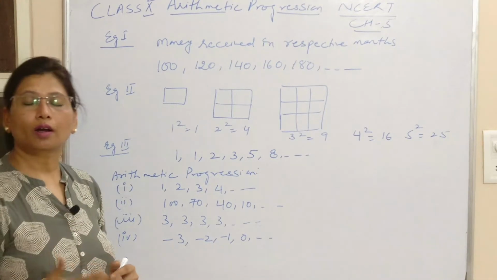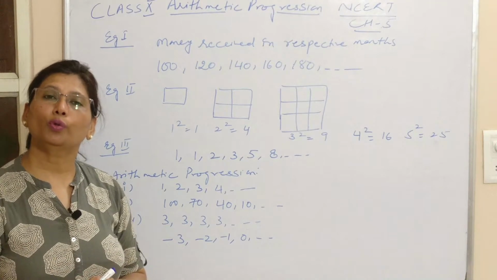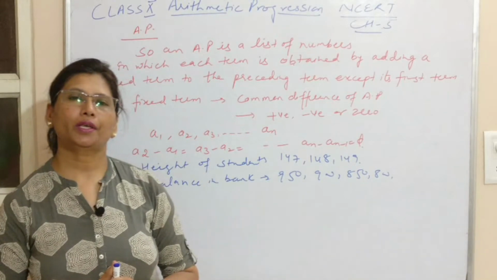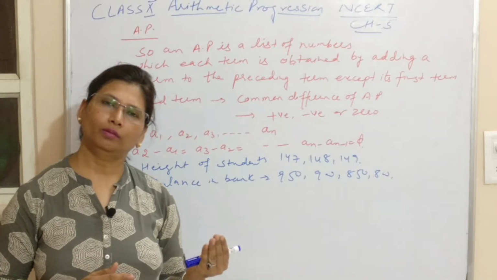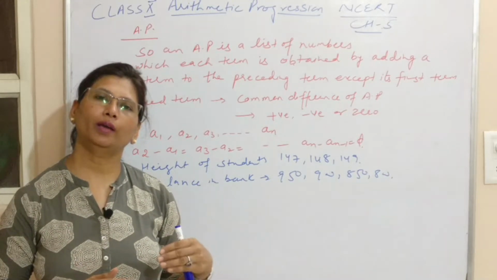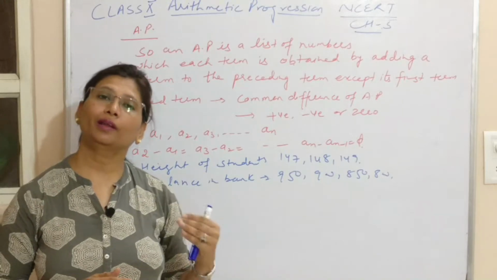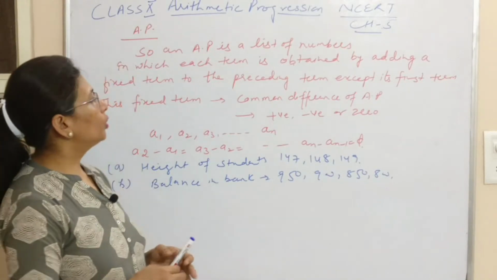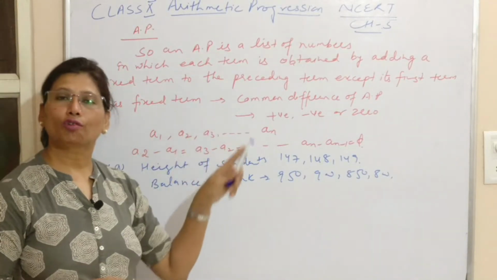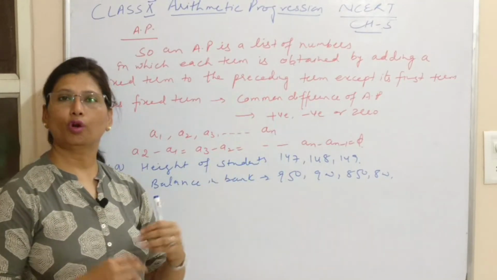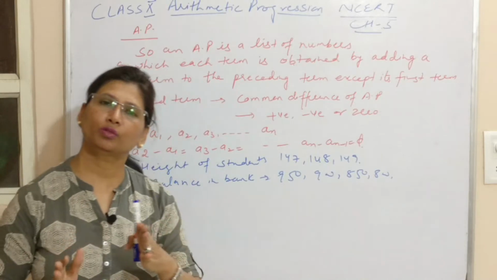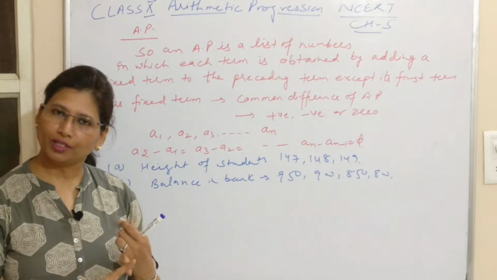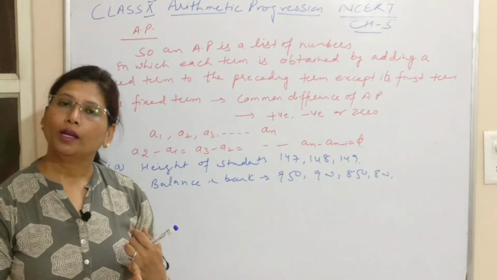So we'll start with the definition of arithmetic progression. What exactly is arithmetic progression? To summarize, it is a list of numbers where each succeeding number is obtained by adding a fixed term to the preceding number, except the first term, because the first term is the number from where we start. This fixed term is called the common difference of the AP. Common difference means that the difference between any 2 consecutive terms is common. This common difference can be positive, it can be negative, or it can be 0 also.